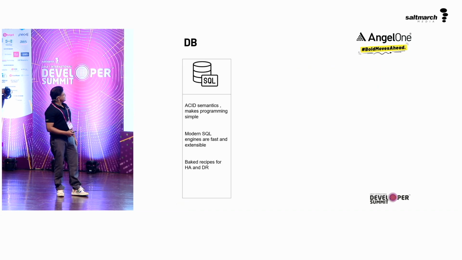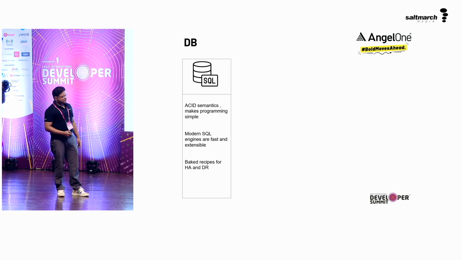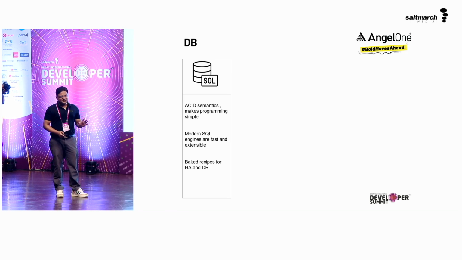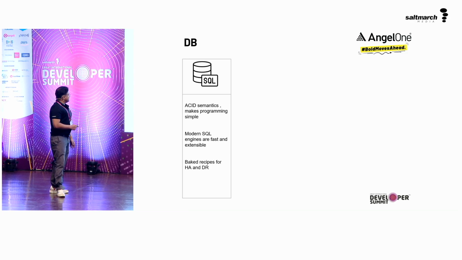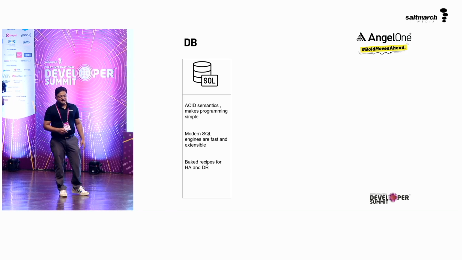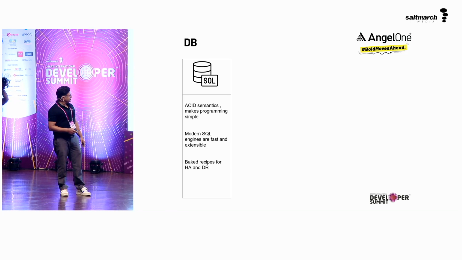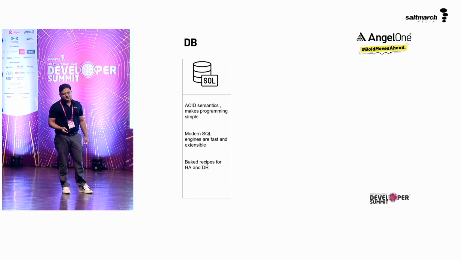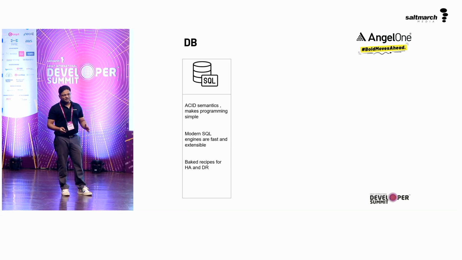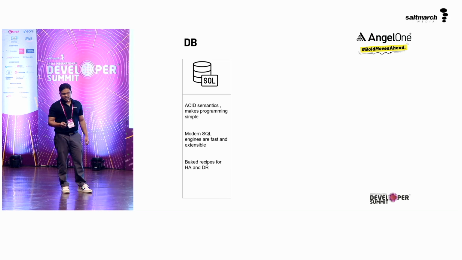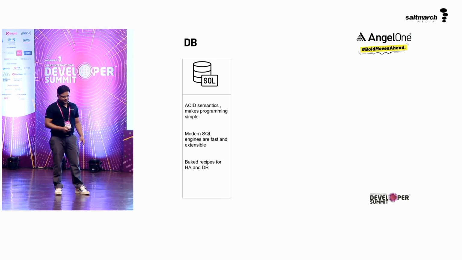On the database side, going fast, we really like plain old SQL transactional databases. The ACID semantics make programming simple. Modern SQL engines are actually very extensible, and they have really good features like columnar indices. So if you have analytical group bys and stuff like that, you should really look at what your SQL engine offers before you start using a different database for it.